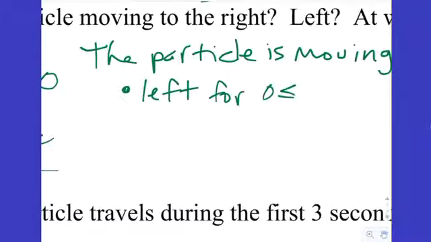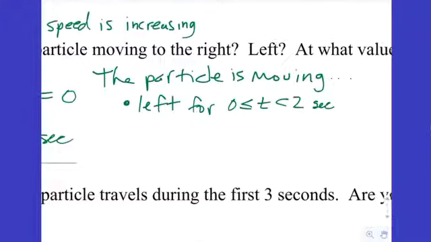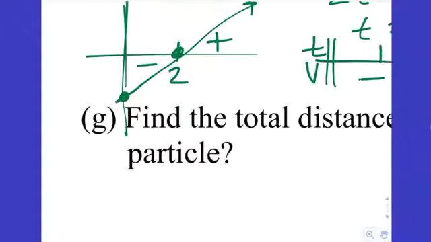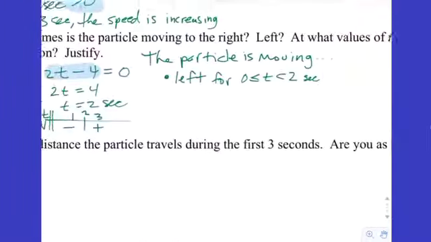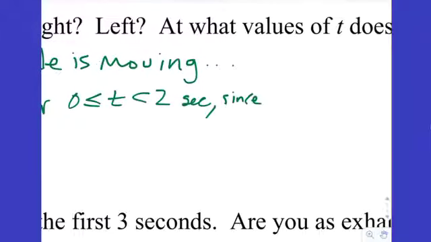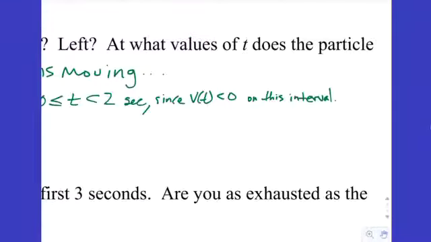For 0 less than or equal to t less than 2. Now, why do I include the 0 and not the 2? Yeah, if you look at t equals 0, the value of the velocity is, in fact, a negative number. So it starts off initially, at that instant, moving to the left. But at 2, it's 0, so it's technically not moving left at that point. And then the justification would be, since v of t is less than 0 on this interval. So we gathered our evidence over there, and now we're answering it with a justification.